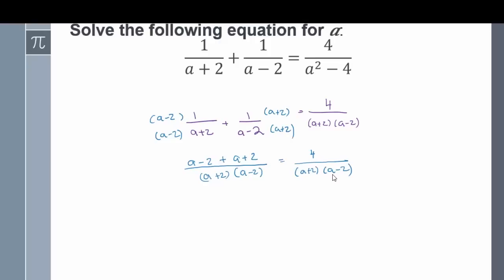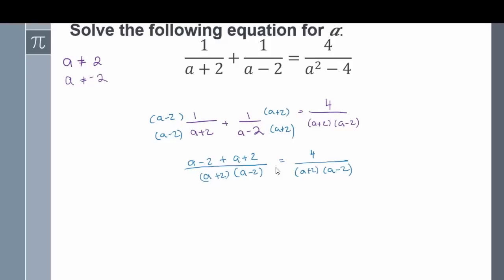Want to make sure that I take into account what a cannot equal, since if I end up with this value in my denominator, it's going to give me a denominator of 0 and this world's going to explode. So in my denominators, I cannot have a equal negative 2, and I cannot have a equal positive 2. So I'm going to make sure I write it down. A cannot equal positive 2, and a cannot equal negative 2.